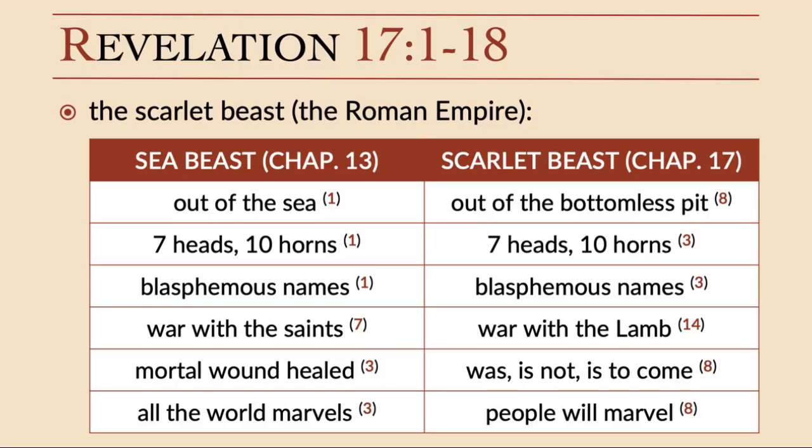Here when we get to chapter 17, we get the scarlet beast with the prostitute. What's being pictured here is focusing in really on that sea beast and what that represented. So the prostitute represents the city of Rome. The beast represents the empire. She is seated on the beast. They go hand in hand. But clearly, the one who is on the beast is the one steering the beast.